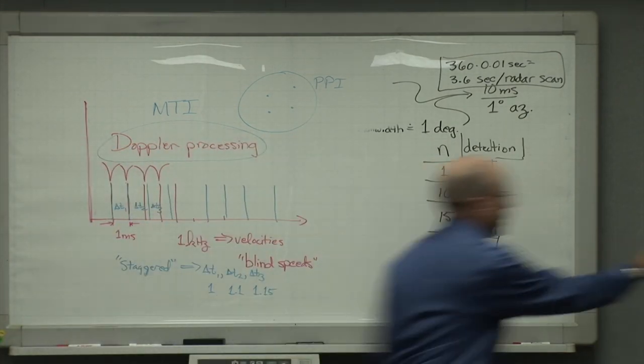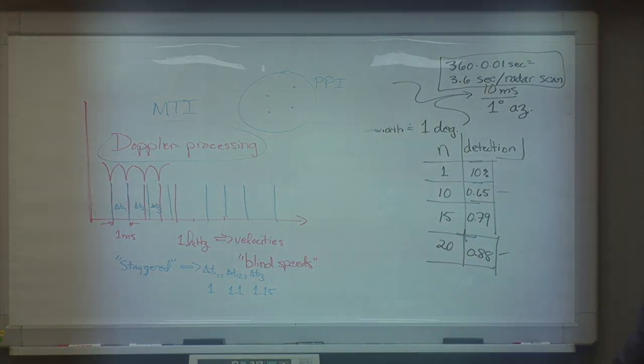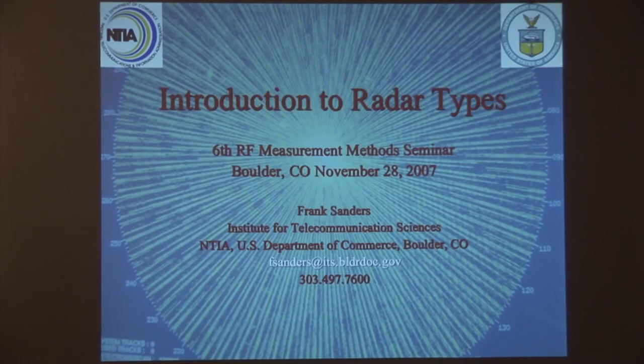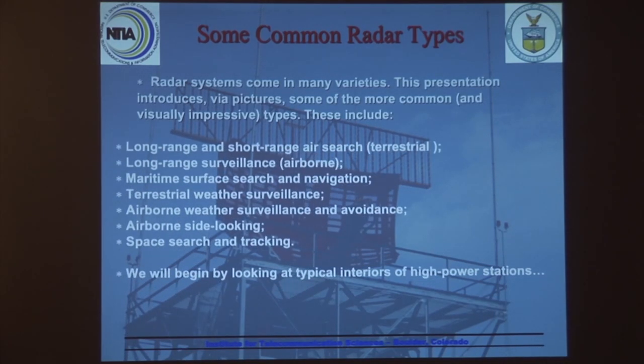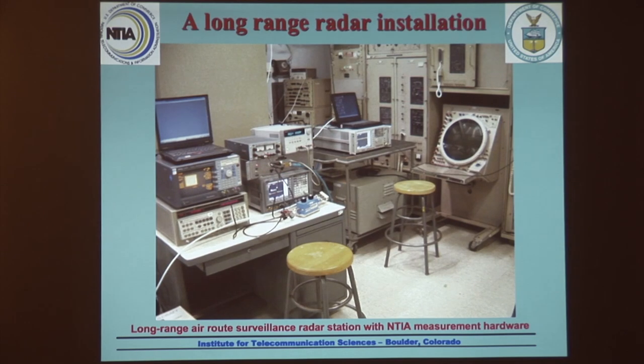And in fact, I'll show you some pictures here now. All right, so just a quick introduction here to some radar types, and I'm just going to do this with pictures. We'll look briefly at long-range and short-range air search. What we basically just designed would be considered a relatively short or maybe medium-range air search radar, then long-range surveillance, maritime, terrestrial weather surveillance, airborne, and so forth.